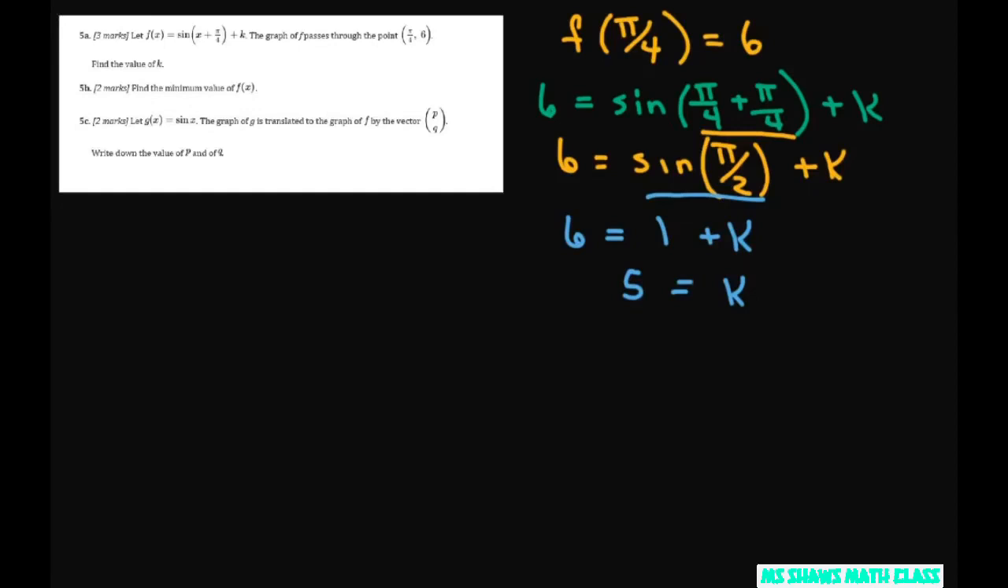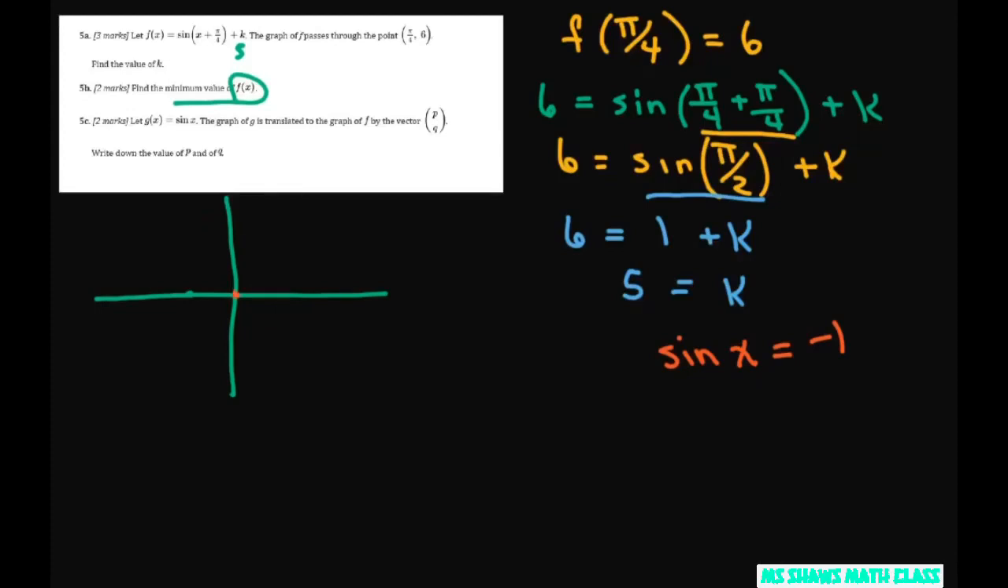Now it says find the minimum value of k. So, the minimum value of, not k, but of f of x. So basically, you know that k is 5 now. When you graph this, there's a shift this way, but your k is your vertical shift up or down. So usually for sine of x, our minimum value is -1. But in our case, we're adding 5.